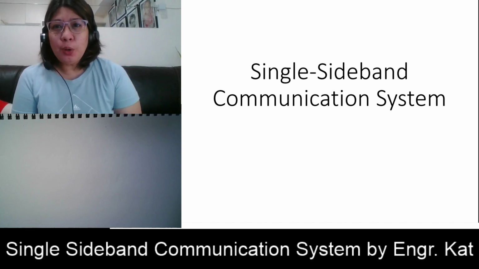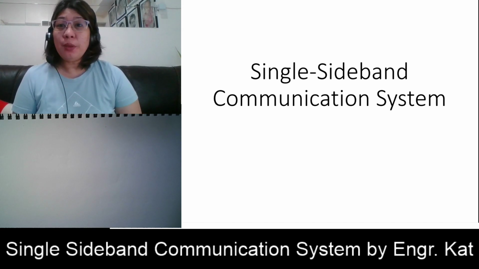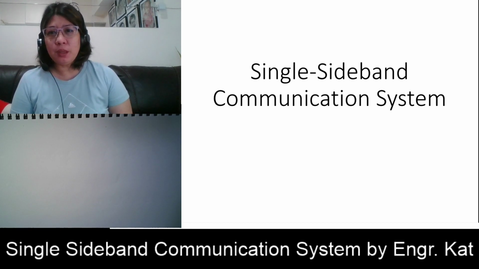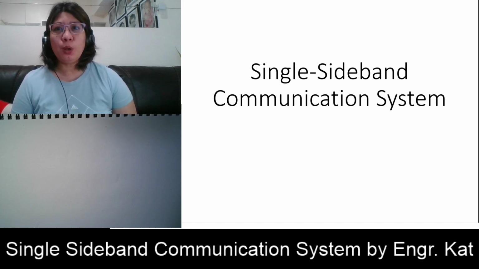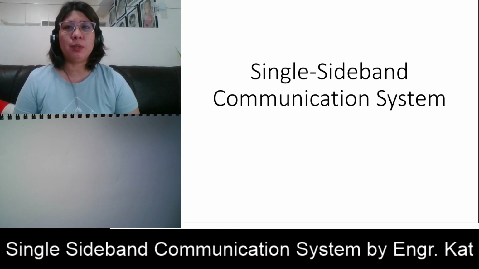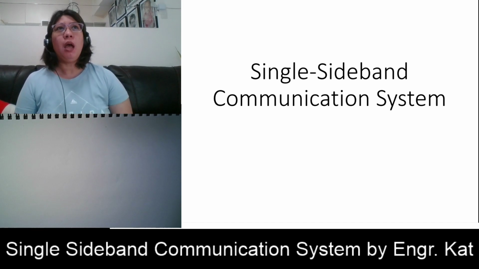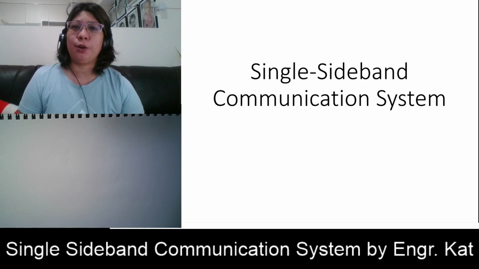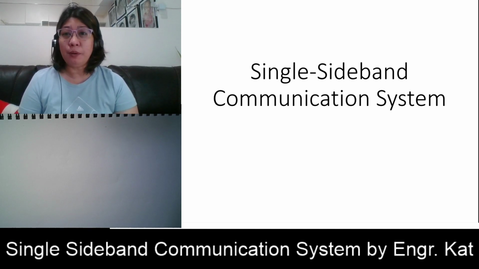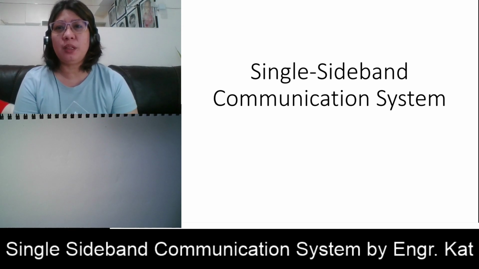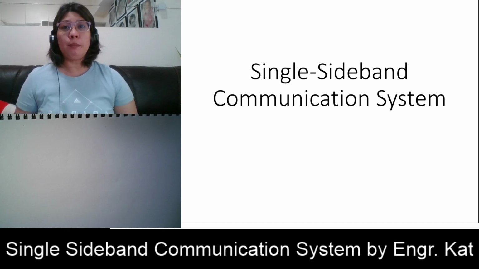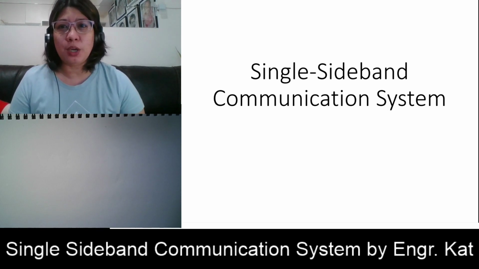For this video, we are going to discuss other types of amplitude modulation. From our previous videos, we have discussed what we call the conventional AM. So what is the conventional AM? Conventional AM is our double sideband full carrier AM. Aside from the conventional AM that we have discussed previously, there are still several types of amplitude modulation, and we usually call them single sideband communication systems.